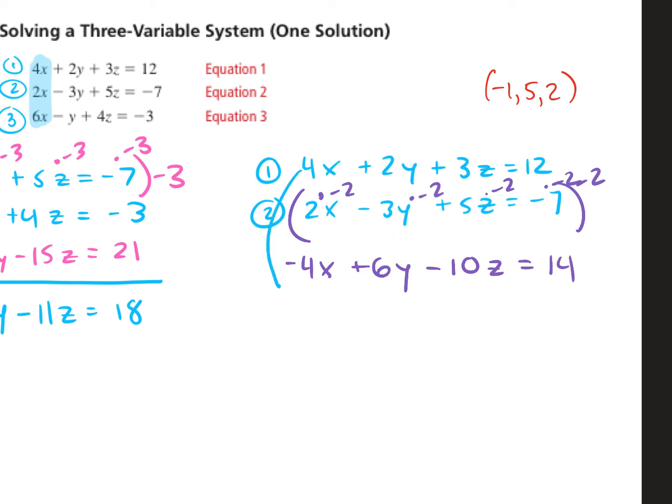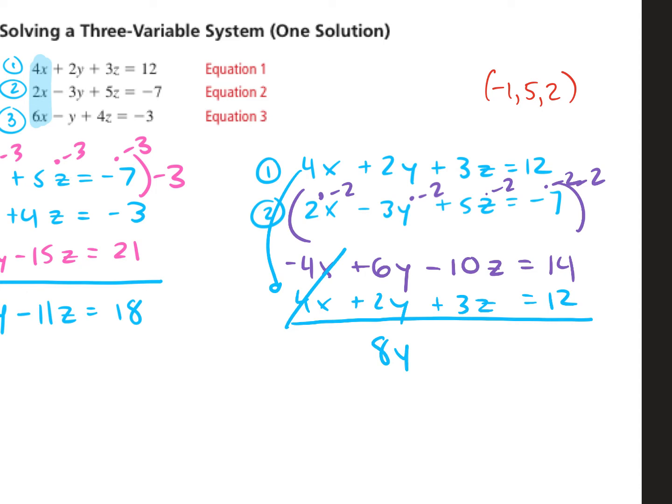I'm going to rewrite my first equation right below it. So 4x plus 2y plus 3z is equal to 12. I just like to write them right on top of each other to make it easier to combine them so I don't get confused. So my x's cancel. Perfect, that was the goal. Now combine the y's, so it's 6y plus 2y. 8y. What's negative 10z plus 3z? Negative 7z. And 14 plus 12?